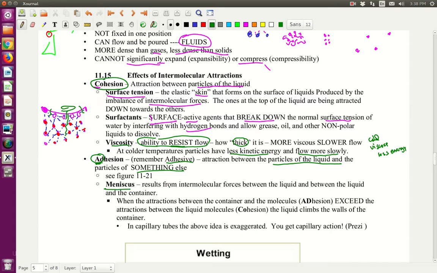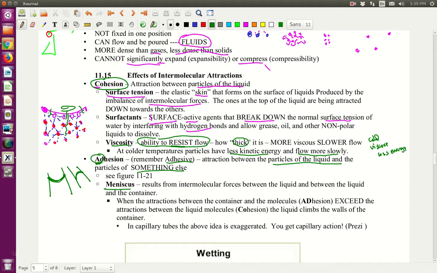And the meniscus is the result of the intermolecular forces between the liquid and a container. So a meniscus is this thing right up here. This is the meniscus where the liquid and the container are interacting, and it causes it either to go up or down. I'm going to show you some pictures in a minute. When the attraction between the container and the molecules, adhesion, exceeds the attraction between the liquid molecules, cohesion, the liquid climbs up the walls.